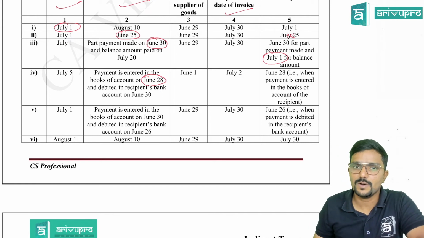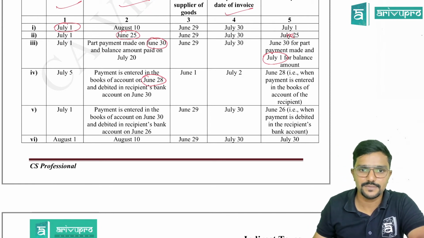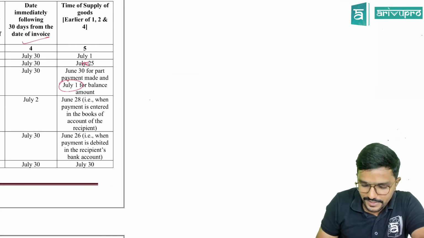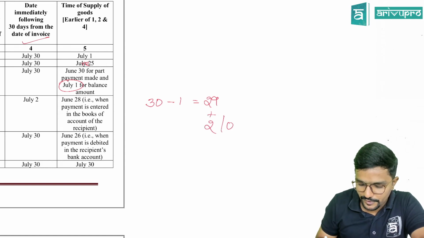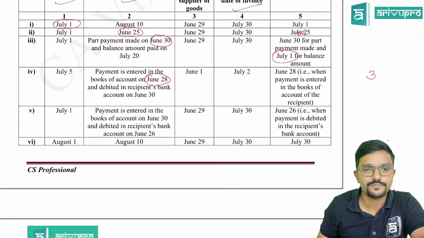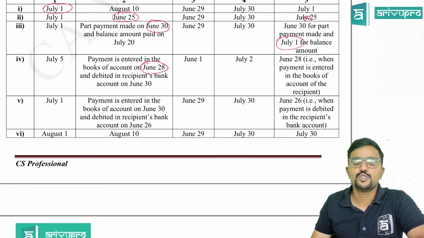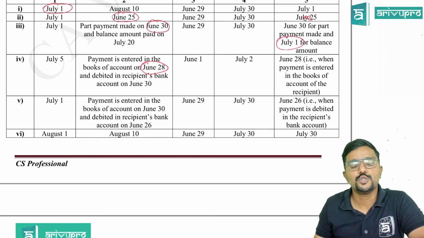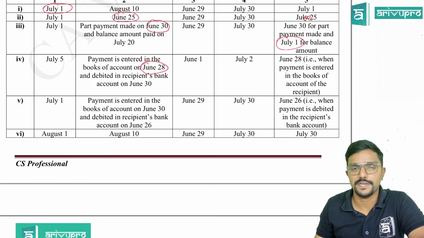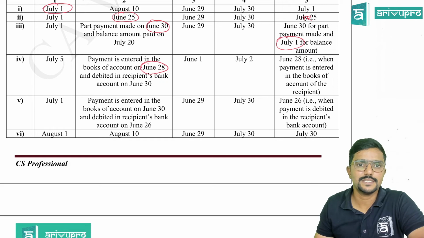Then invoice date is June 1st. Calculate the 31st day from here. So how to calculate it? How many days in June? 30 days. Remove the date of invoice, which is 1st June, so we get 29 days. I need 2 more days to get 31. So 2nd July is my 31st day. So compare July 5th, June 28 or July 2nd. Which is earlier? June 28, when payment is entered in the books of account of the recipient. That is the date of payment.